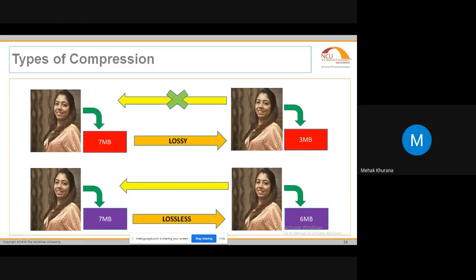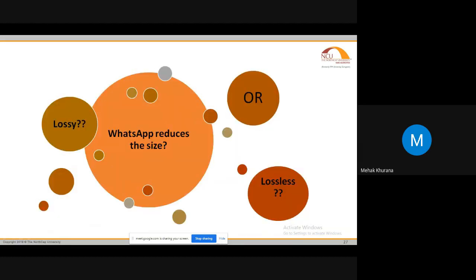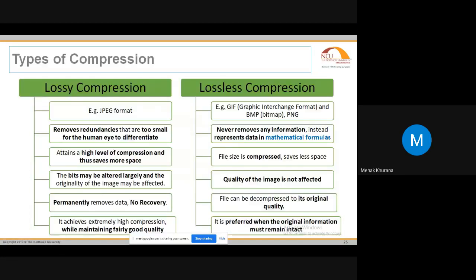Can anybody give me a real-time example of where we use lossless compression and lossy compression? I'll also tell you where we use them. Do you have any idea? Next, please. So I have asked you, if you are sending an image through WhatsApp, does it reduce the size? Does it use lossy or lossless? Can anybody answer?